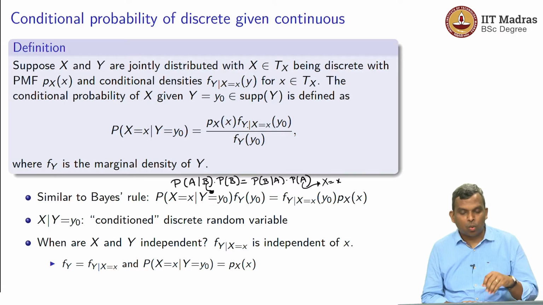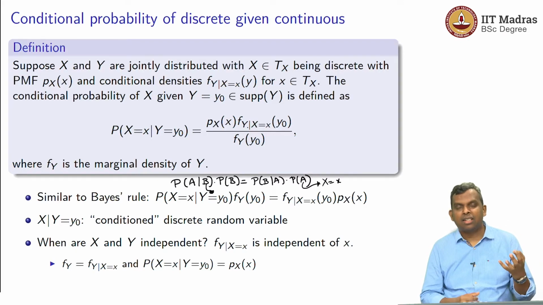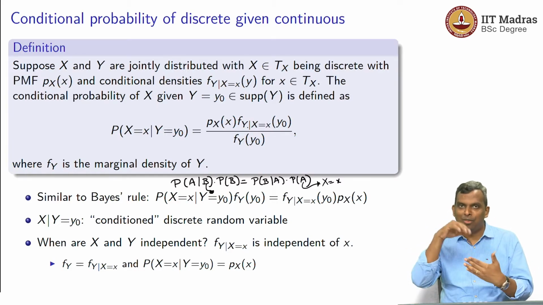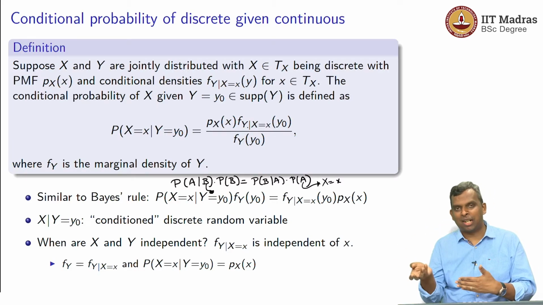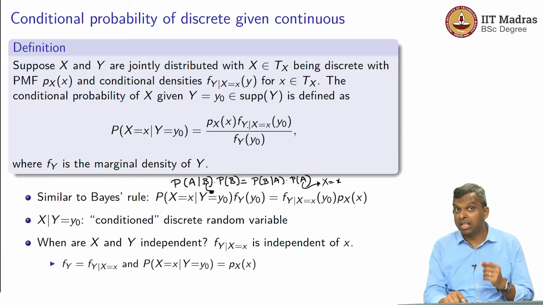Okay, so now once you have conditionals and all that, you can even think of independence, right? X and y are jointly distributed. When are x and y independent? This would happen if the conditional is independent of x. If the conditional is independent of x, even the probability for the discrete random variable given the continuous random variable is also equal to the original probability. All of these things work out when you have independence. Remember, independence will be if the conditional distribution of y given x equals x is simply independent of x. That is independence.